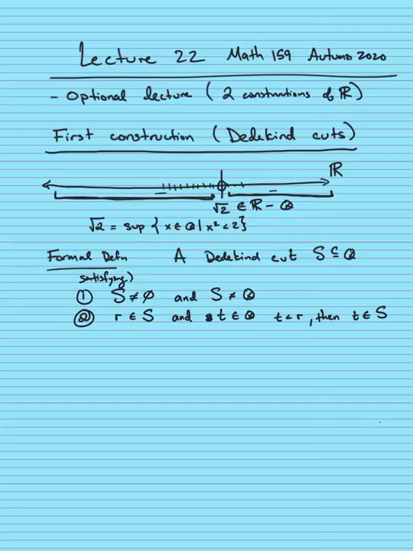So if you're in S, you contain all rational numbers below it, okay? And the last condition is that if R is in S, there exists some rational number S with S greater than R and S in S, okay?